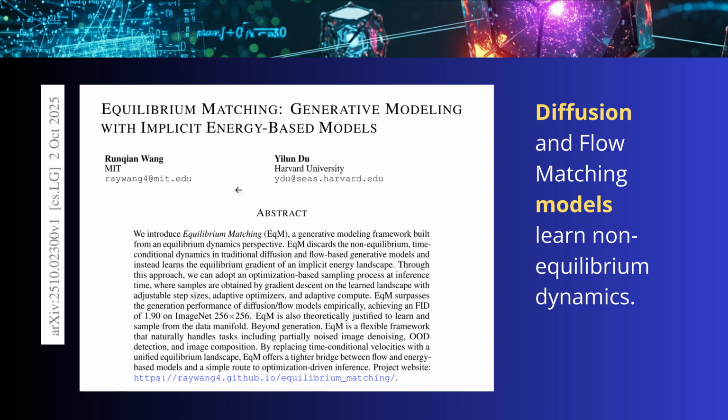Having understood paper number 1, let's move now to the main paper of this video. MIT and Harvard say now, okay, so what about it? Diffusion and flow matching models learn non-equilibrium dynamics, but what is the next step? And finally, a paper that is challenging. Absolutely love it. So, generative modeling with implicit energy-based models, and they call it equilibrium matching. Why? What's happening here?